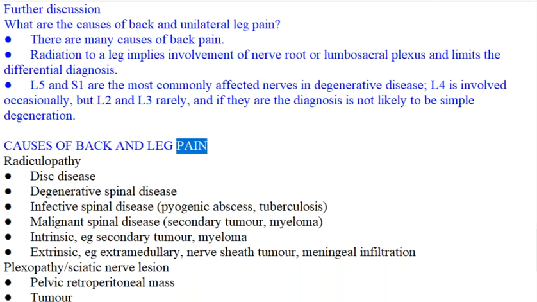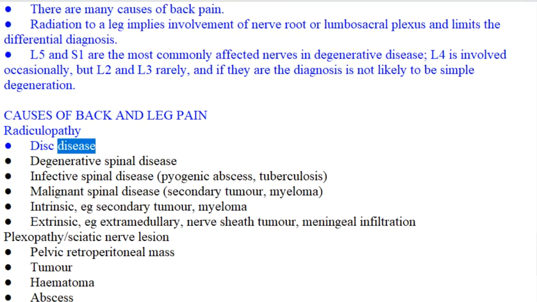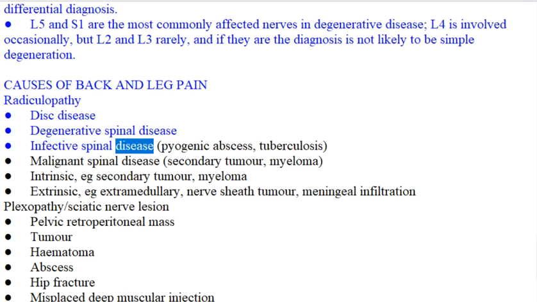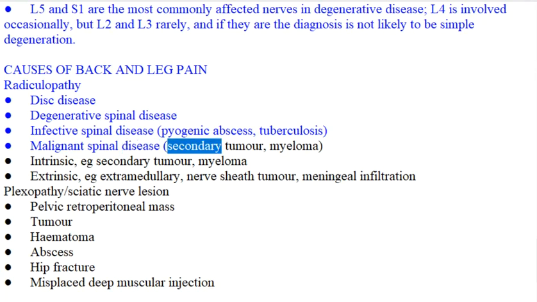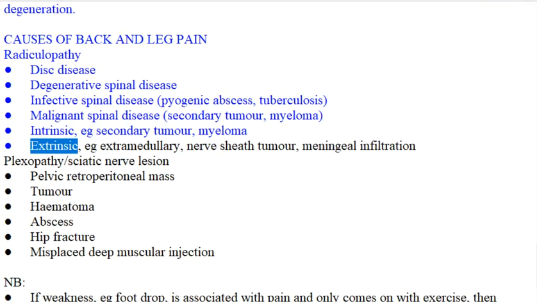Causes of back and leg pain. Radiculopathy. Disc disease. Degenerative spinal disease. Infective spinal disease, pyogenic abscess, tuberculosis. Malignant spinal disease, secondary tumor, myeloma. Intrinsic, e.g. secondary tumor, myeloma. Extrinsic, e.g. extramedullary, nerve sheath tumor, meningeal infiltration.